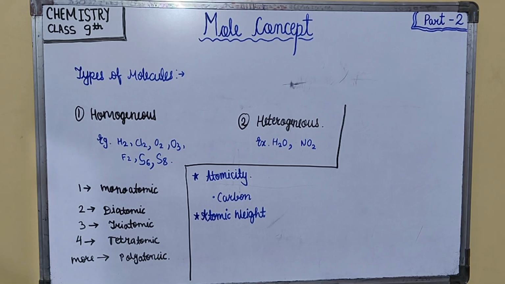The convenient way to measure the mass of an atom is by comparing its mass with a standard mass, which is taken as a reference. For this, we have the following.